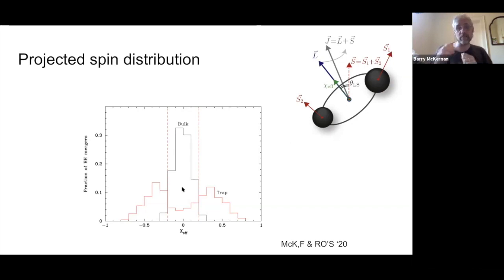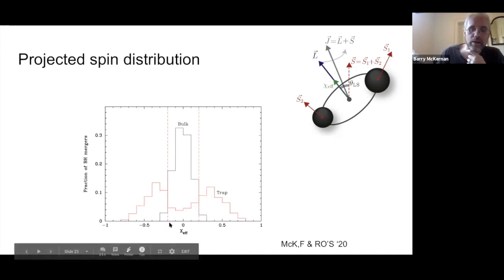Some of them are negative, which means that the net projection, okay, I can't twist my thumbs quite that far, but if you have the black hole spins oriented a different way, you'll get a net chi-effective pointing the other way from the orbital angular momentum. So in the bulk disk, you get a narrow chi-effective distribution.